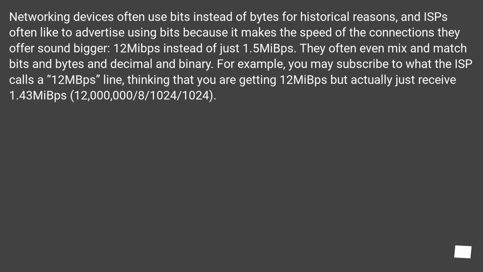Networking devices often use bits instead of bytes for historical reasons, and ISPs often like to advertise using bits because it makes the speed of the connections they offer sound bigger, 12 Mbps instead of just 1.5 MBps. They often even mix and match bits and bytes in decimal and binary. For example, you may subscribe to what the ISP calls a 12 Mb/s line, thinking that you are getting 12 MiB/s but actually just receive 1.43 MiB/s, 12,000,000/8/1024/1024.